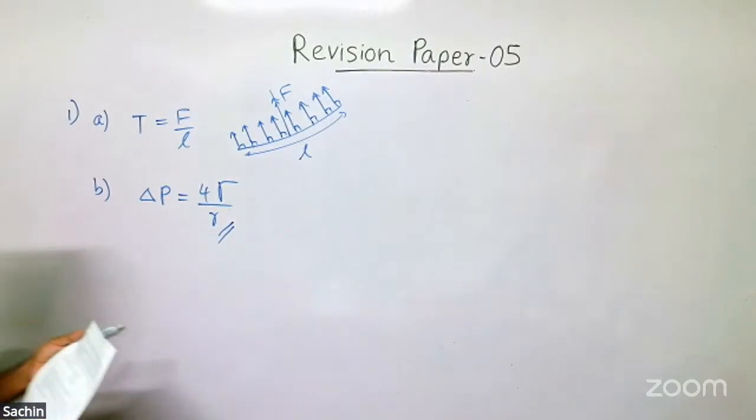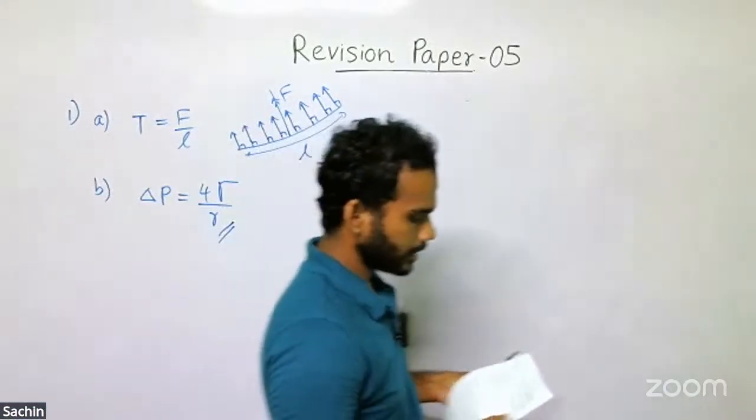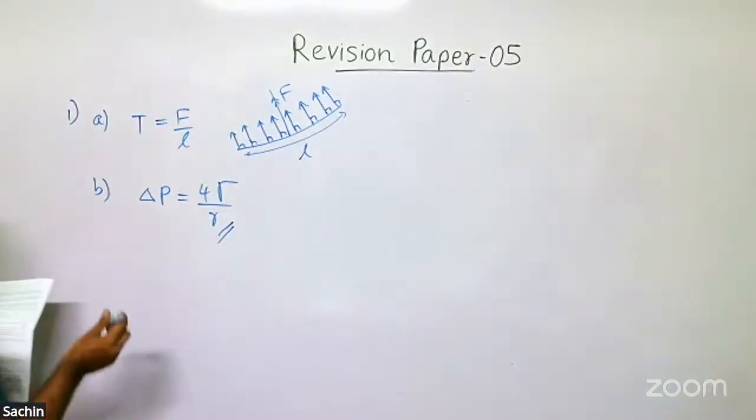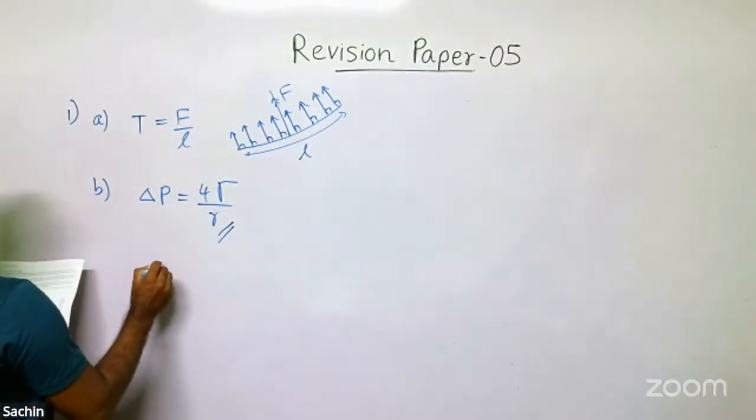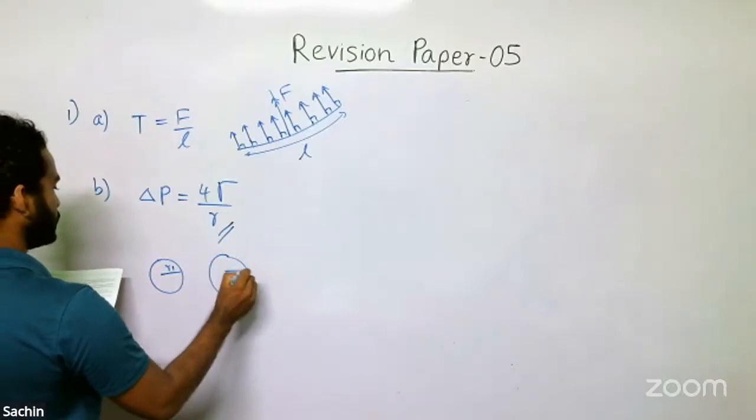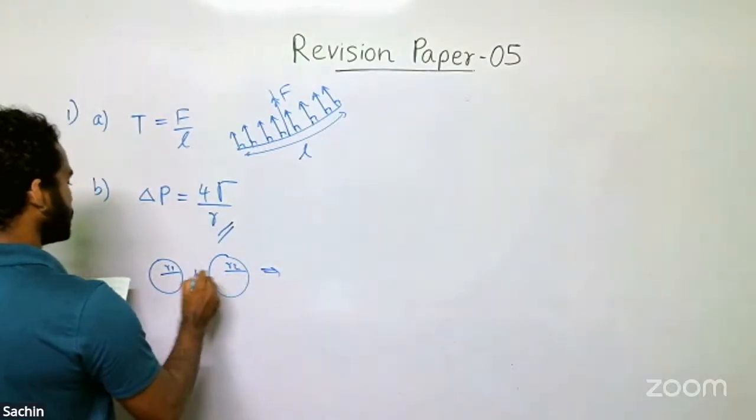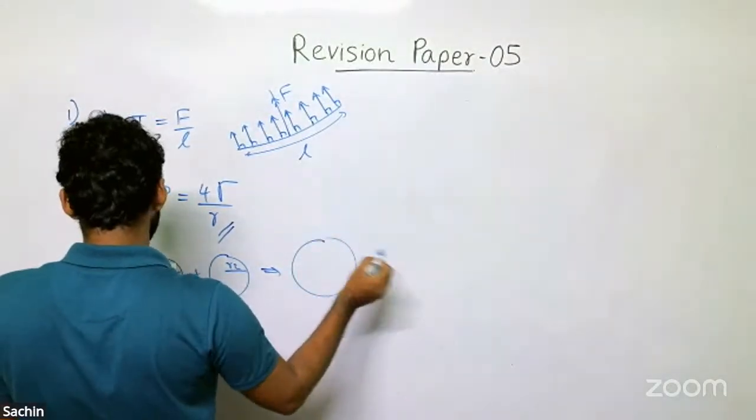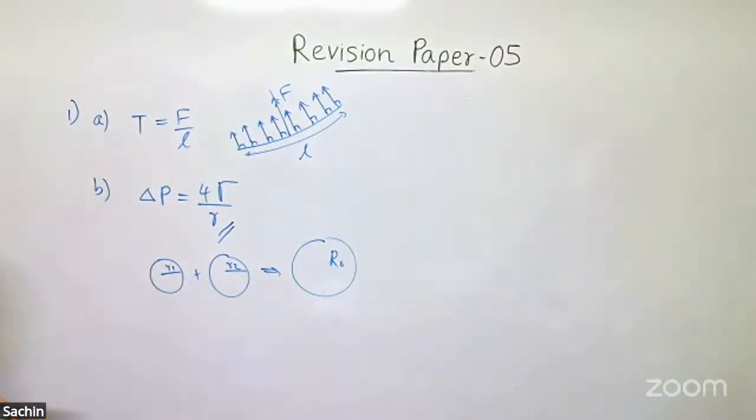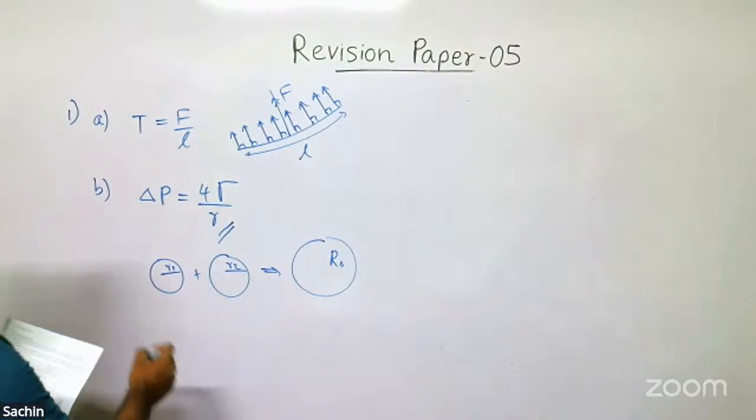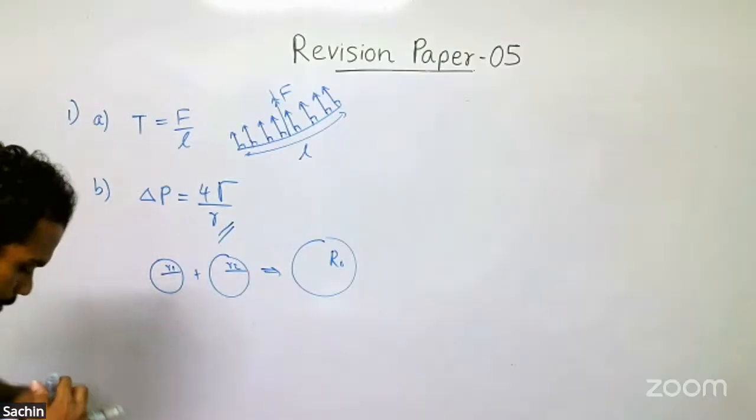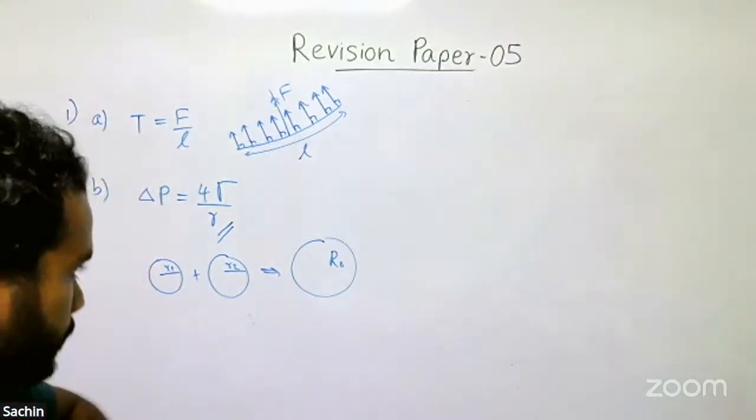Then a soap bubble of radius R1 combined with another of radius R2, and a soap bubble of radius R0 is produced without any change of temperature. Okay. So there is the first bubble with radius R1, the second bubble with radius R2. Combined, they form a single bubble with radius R0. Take the atmospheric pressure as capital P. So the pressure outside is capital P.